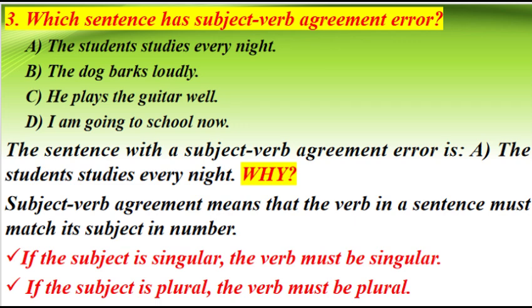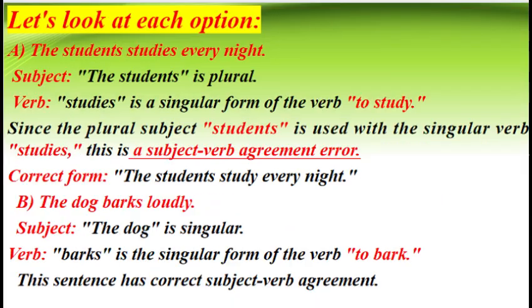Why? Subject-verb agreement means that the verb in a sentence must match its subject in number. If the subject is singular, the verb must be singular. If the subject is plural, the verb must be plural. Let's look at each option.